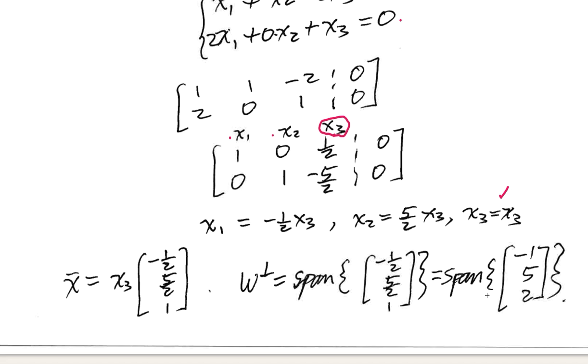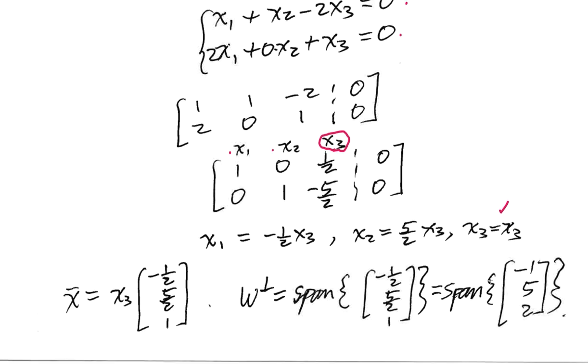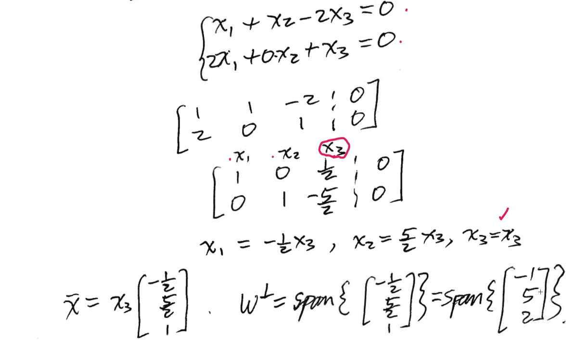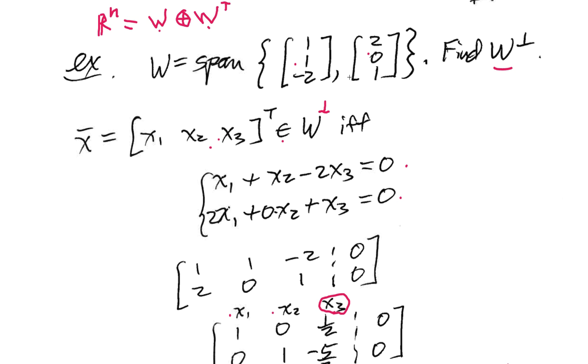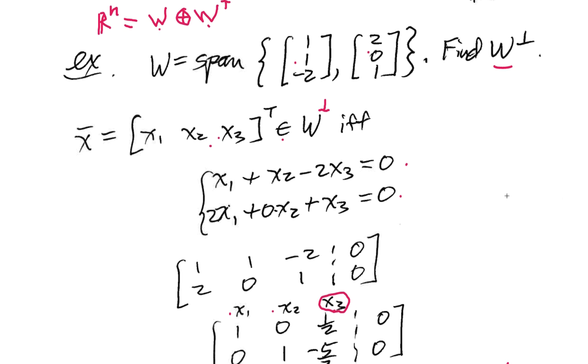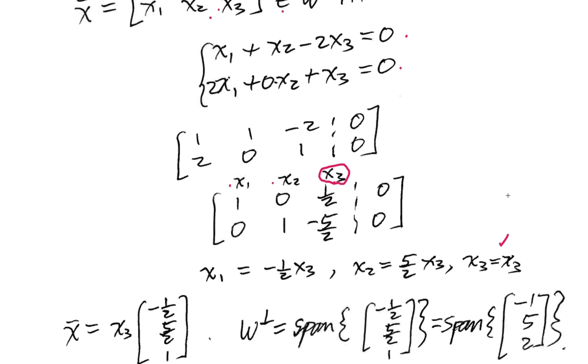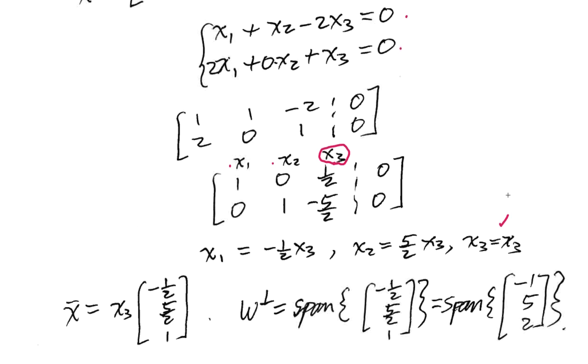Notice that this is also the span of (negative 1, 5, 2), which makes it a little bit easier by factoring out a 1 half. Now, you might do this just real quickly as a double check. I've got (negative 1, 5, 2). Take the dot product of that with both of these original basis vectors, and you end up getting 0 in both cases. So it's actually working here.